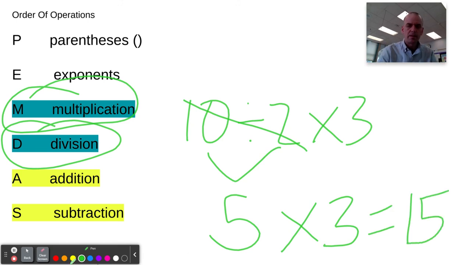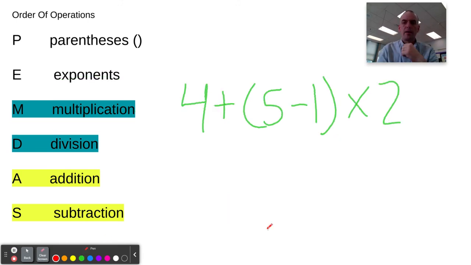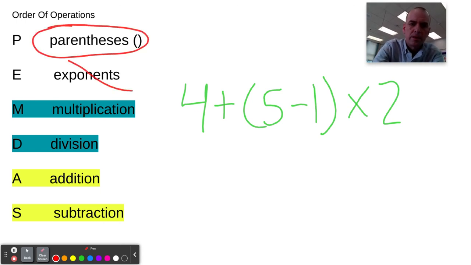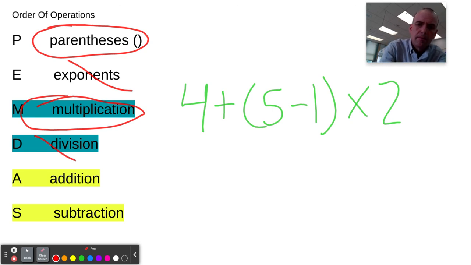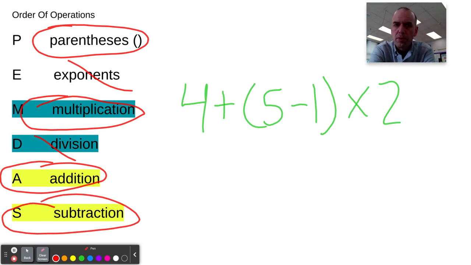Okay, let's do another one. Okay, we added a few parts to our equation now. So we have 4 plus (5 minus 1) times 2. So what do we have here? We have parentheses, no exponents. We have multiplication, no division. We have addition, and we have subtraction. Okay, so we have 4 things. Well, the first thing we do is the parentheses. So we can do 5 minus 1 is 4.